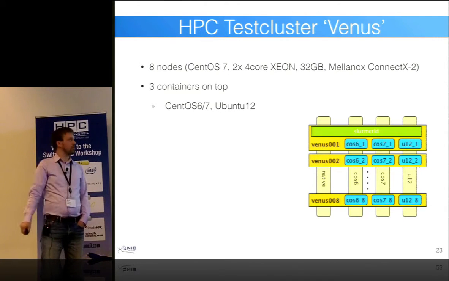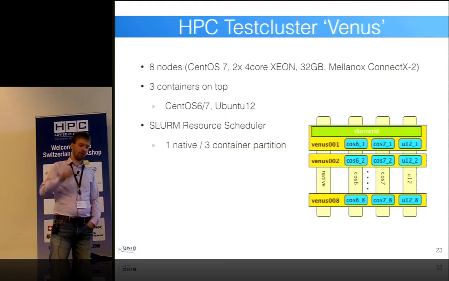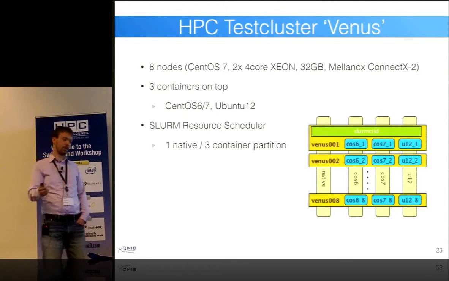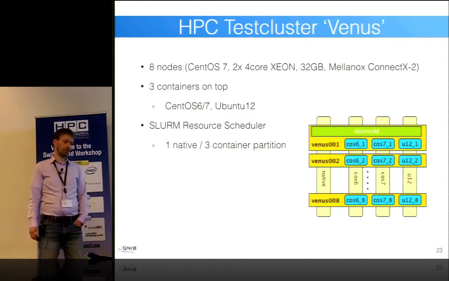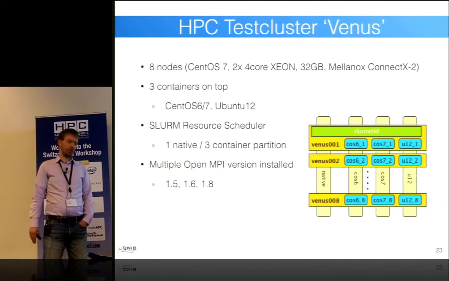And I put 3 containers on top. On the right-hand side, you see the picture. These blue boxes are the containers. I had the native CentOS 7 installation, and containerized CentOS 6, containerized CentOS 7 and Ubuntu 12 environments. I created 4 partitions: 1 native partition spanning all the native installations, and 3 for CentOS 7, 6, and Ubuntu 12. There were also multiple OpenMPI versions that I installed in all of these environments, native and containers as well.